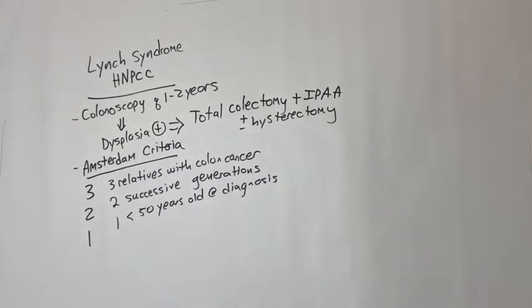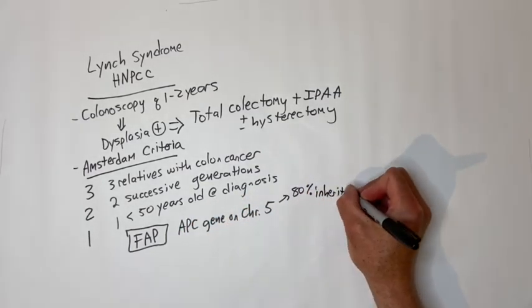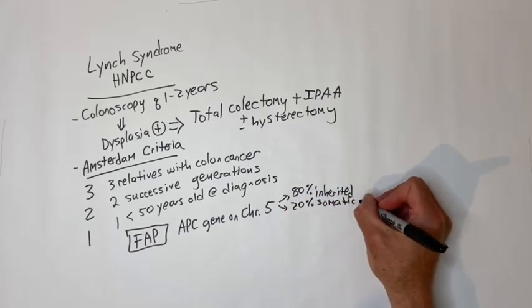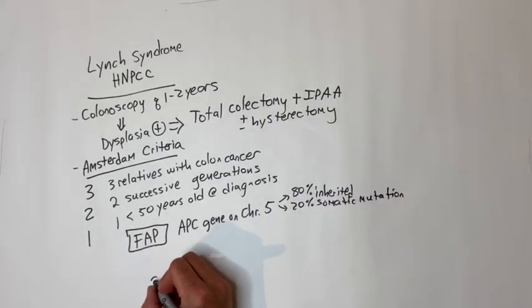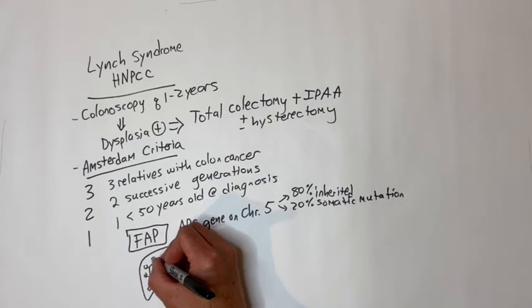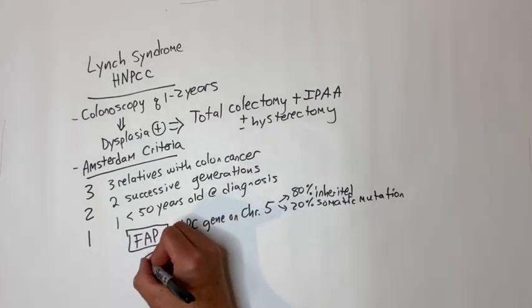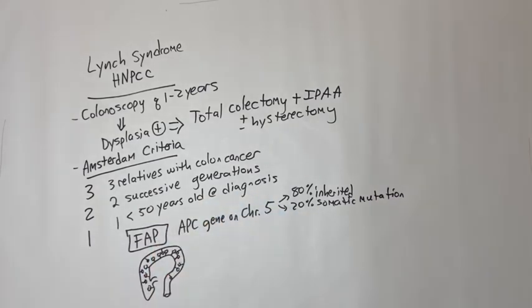The other big one is FAP, or familial adenomatous polyposis. This is caused by an APC gene mutation on chromosome 5. About 80% of these are inherited, but 20% are actually somatic mutations. These patients have thousands of colon polyps and get early colon cancer.